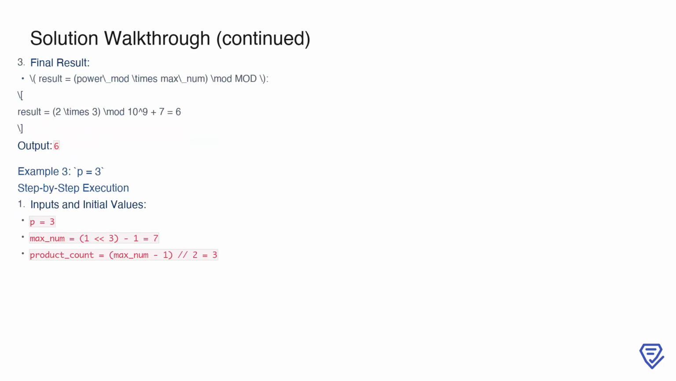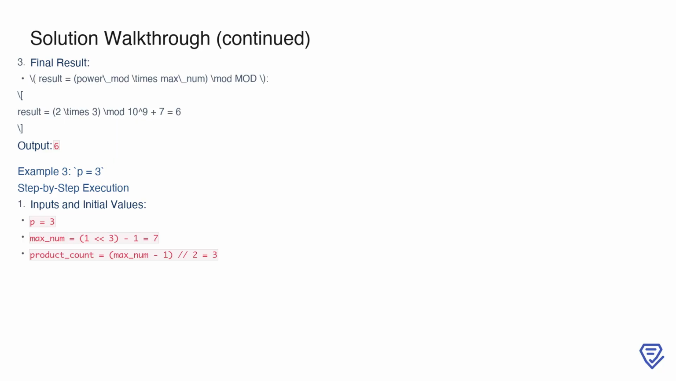Once we have the result of the modular exponentiation, the final result can be calculated. For this example, the formula becomes result equals power_mod times max_number mod. Substituting the values, we get result equals 2 × 3 mod 10^9 + 7, which equals 6. Hence, the output for p equals 2 is 6.